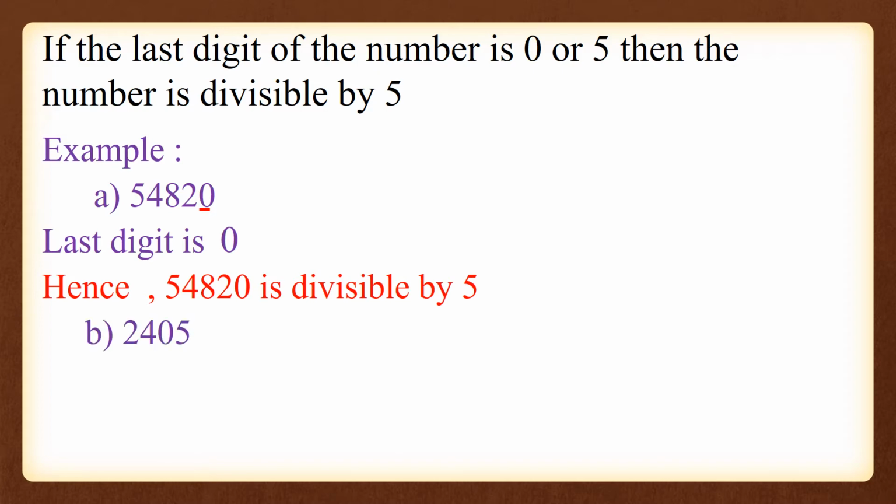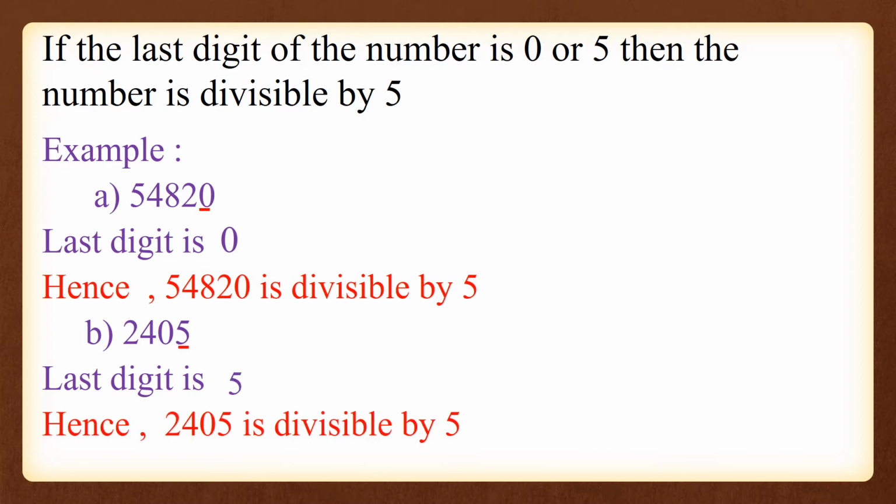Second example, 2,405. Here the last digit, that is ones place, is 5. Hence 2,405 is divisible by 5 because if the last digit of the number is 0 or 5, then the number is divisible by 5.